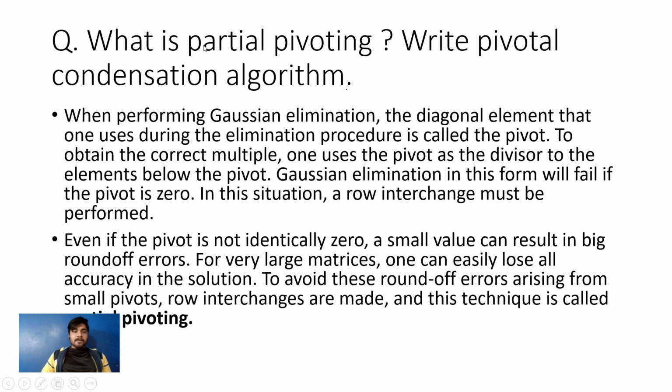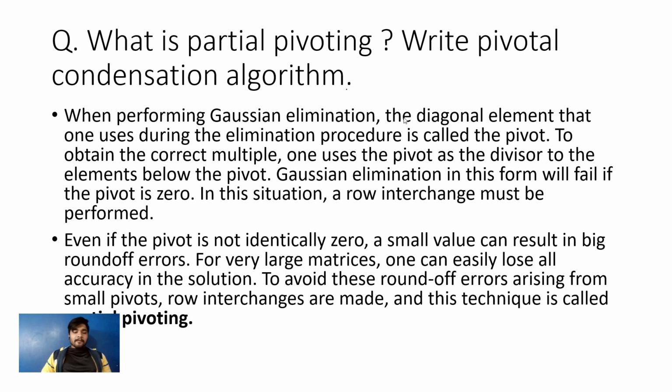So the question is, what is partial pivoting and the pivotal condensation algorithm? When performing Gaussian elimination, the diagonal element that one uses during the elimination procedure is called the pivot. To obtain the correct multiple, one uses the pivot as the divisor for the elements below the pivot. Gaussian elimination in this form will fail if the pivot is 0. In this situation, a row interchange must be performed.